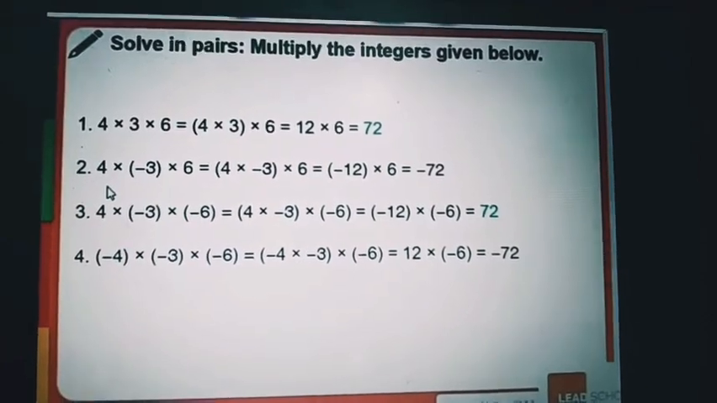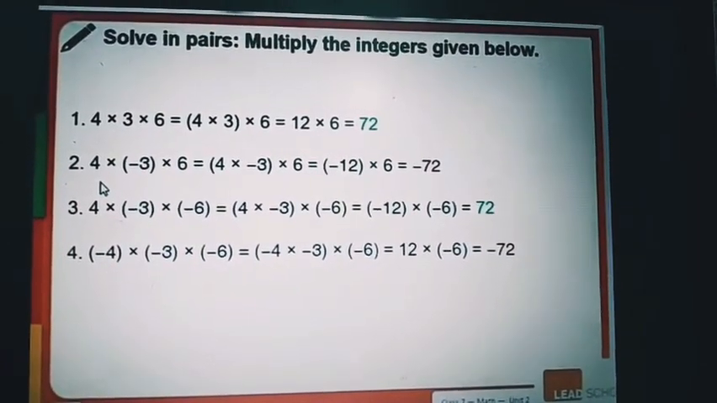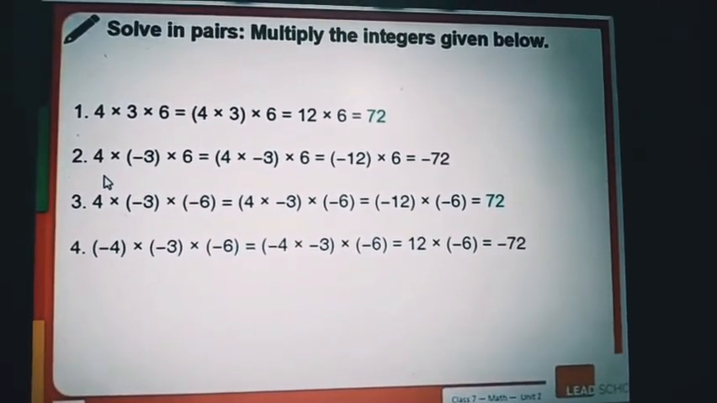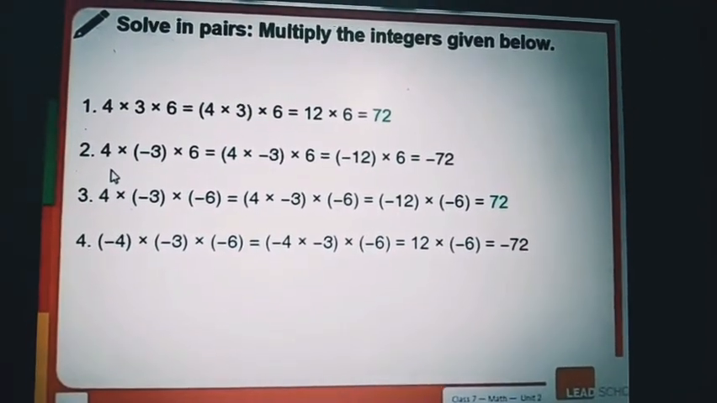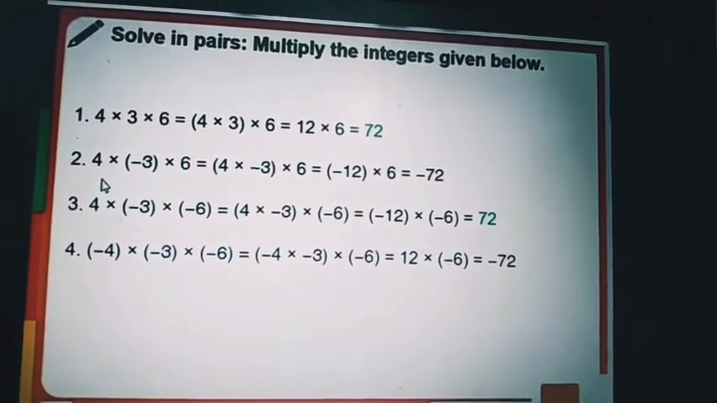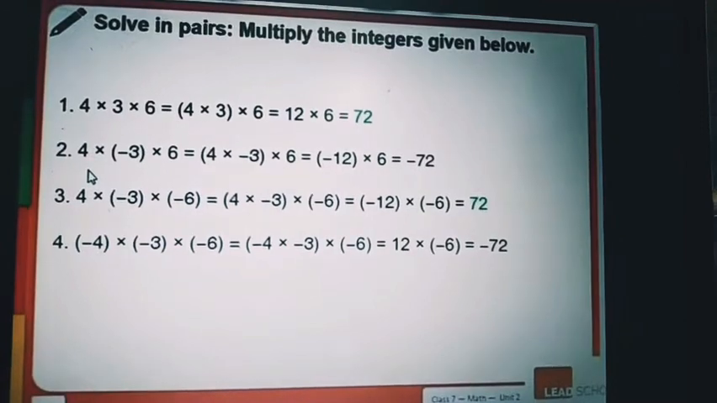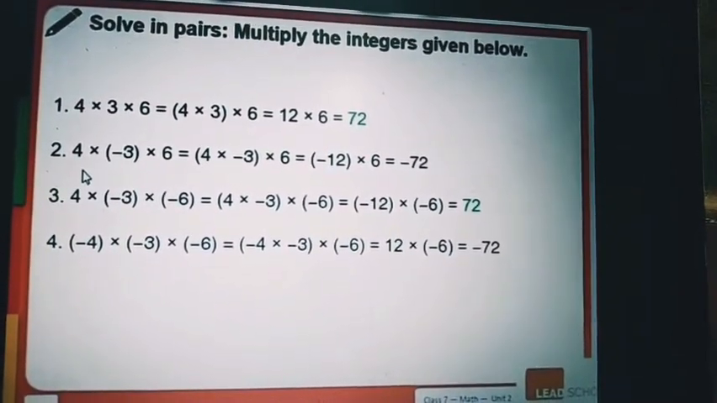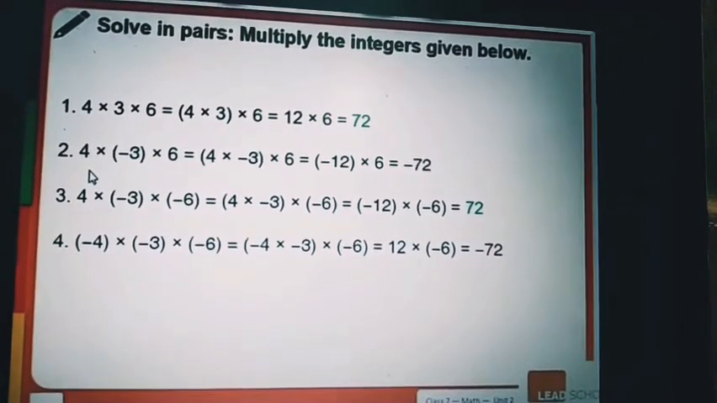So these are the questions given here for practice. See the first one, all three are positive integers, so you can group them and multiply. 4 times 3 is 12, 12 times 6 is 72. Whenever you do multiplication of integers, first of all you should concentrate on the signs of the numbers.